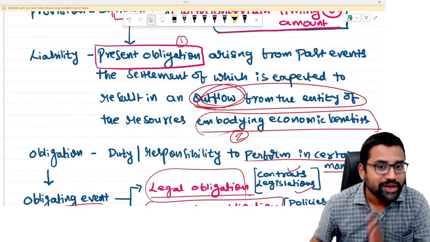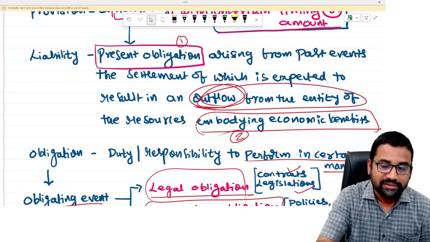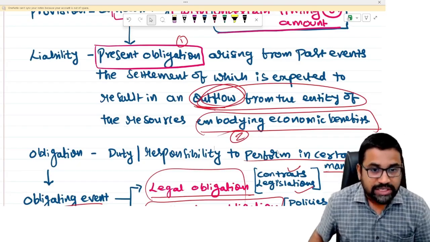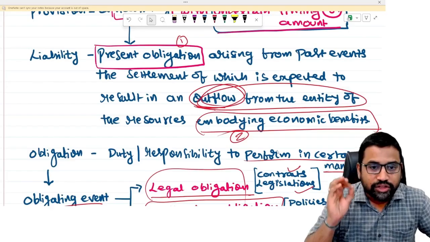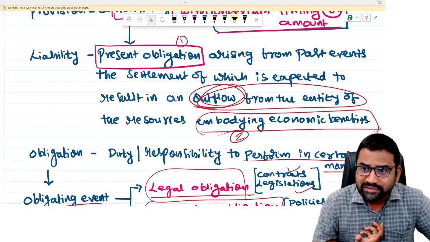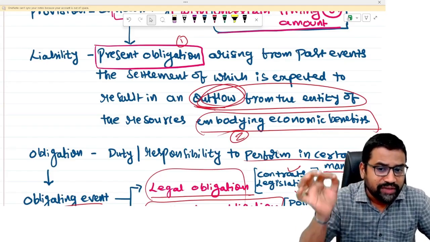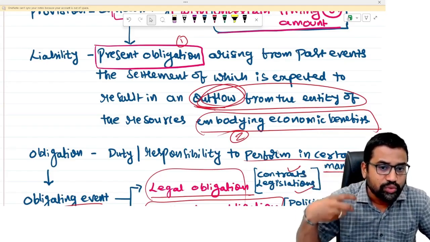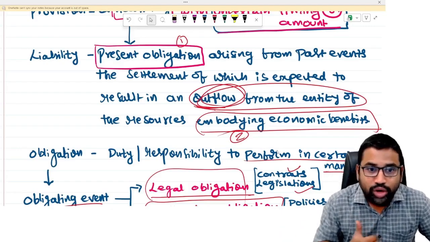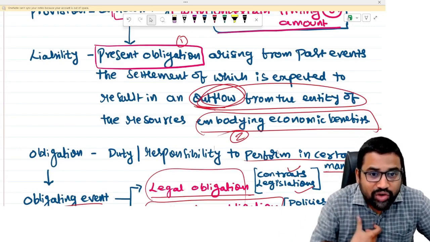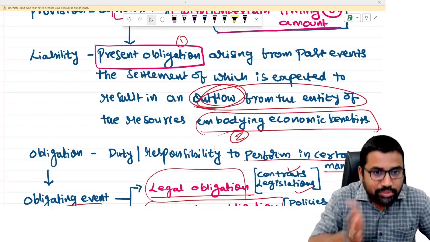But first of all, it should be our liability. Sir, there is a present obligation. Obligation means something you cannot avoid. Suppose, for example, you sold goods on warranty basis. Two years warranty you have given. The moment you sell the goods, there is an obligation. Because after selling the goods, if anything happens to the goods, or if the goods are defective or damaged, the customer will come and ask you for the warranty. You have to do the free repairs or replacement. That's your cost, right? So there is a present obligation the moment you sell.